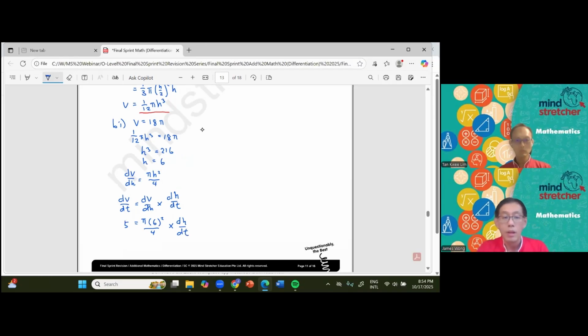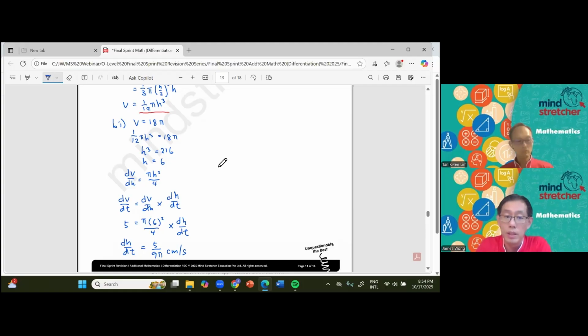So from here, I will be able to know my dH/dt. You can just simply solve for this. You'll find that my dH/dt will give you 5 over 9 pi centimeters per second. So this is how I can apply the chain rule here to find my dH/dt.